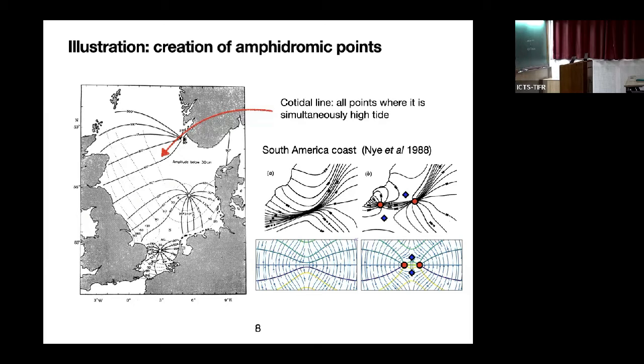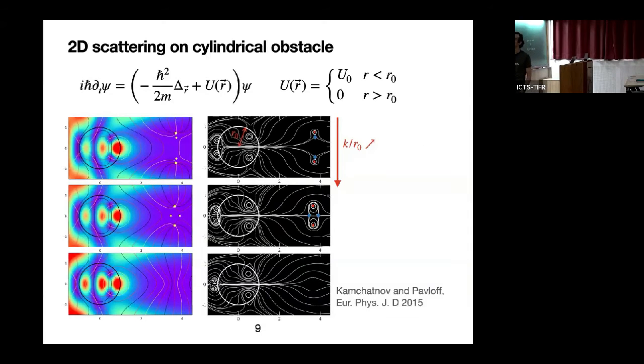So the co-tidal lines were all lines of equal phase, and perpendicular to the line of equal phase, you have the flow. Okay, so that was for this stationary wave equation. And once again, here it's kind of a toy model for these amphidromic points. But Nicolas also looked at this kind of problem for 2D scattering on a cylindrical obstacle. So here it's still a linear equation, if you want a Schrödinger equation, where U here is this cylindrical potential, drawn here. And now you have the streamlines there.